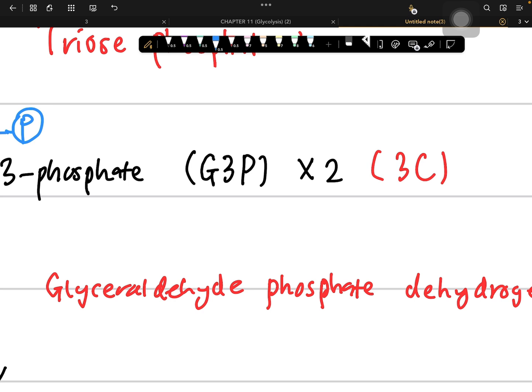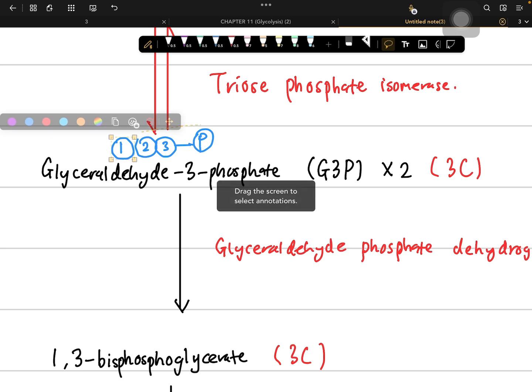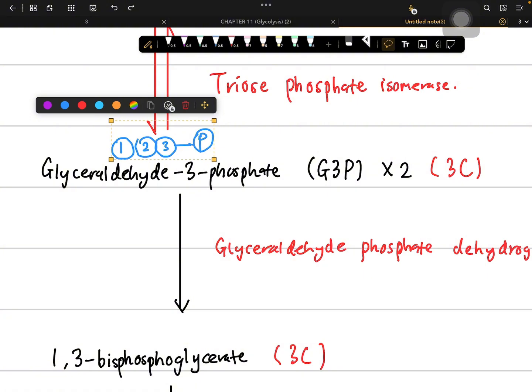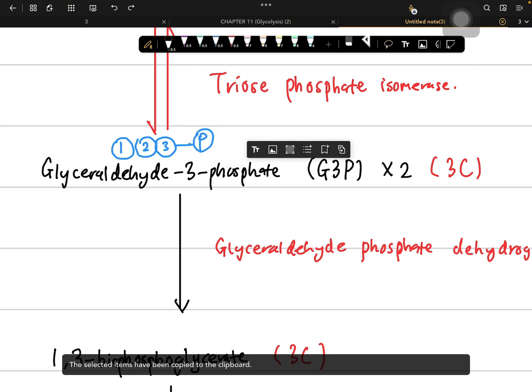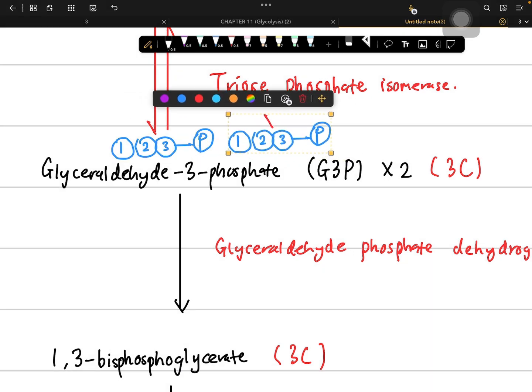And starting from here, the molecule will become duplicated, will become two, because a glucose is a 6-carbon molecule, so you will have two G3P. So we have two G3P.